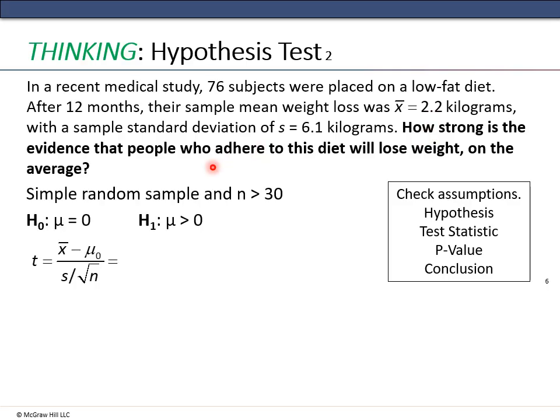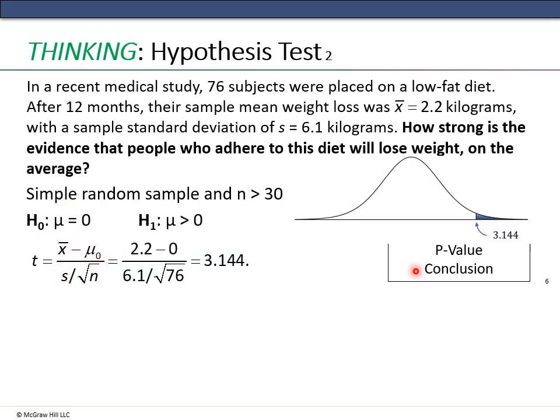So our null hypothesis is that the average weight loss would be 0, and we're saying that with this new diet, it will be greater than 0. Okay. After we have our hypothesis, we calculate our test statistic, x bar minus mu sub naught, right? That's going to be over s over square root of n. And we get the test statistic of 3.144.